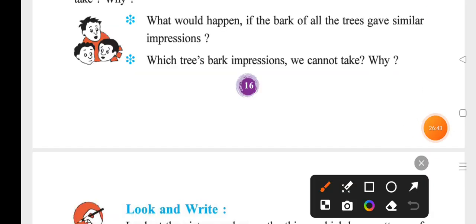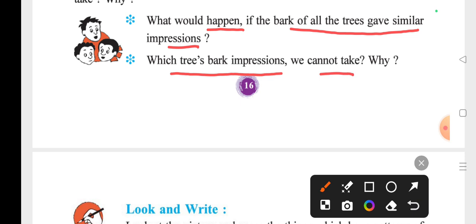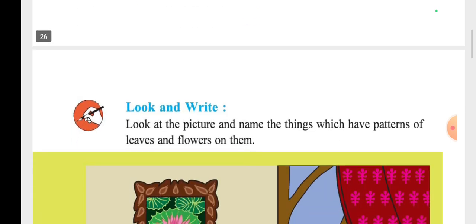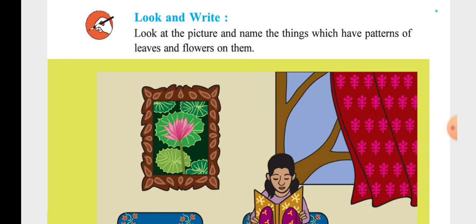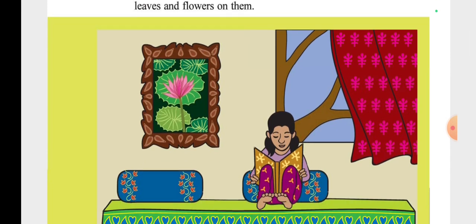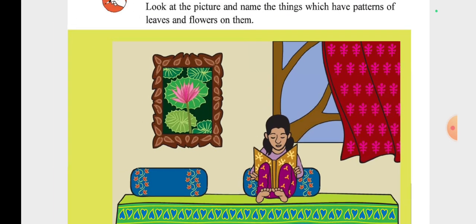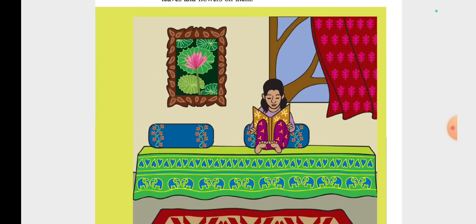Now the next question is, what will happen if the bark of all trees gives a similar impression? What will happen, children, if the bark of the trees gave a similar impression? Find it. And which tree bark's impression we cannot take? Why? So you should find this out. Okay. Next page, look and write. Look at the picture and name the things which have patterns of leaves and flowers on them. Yes, children, you can see here one picture is given here. Let's see.